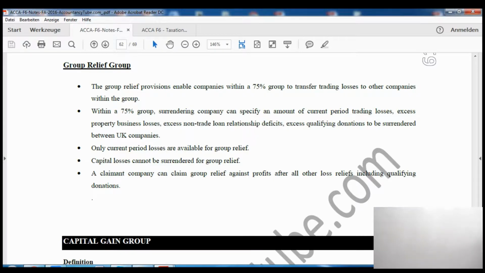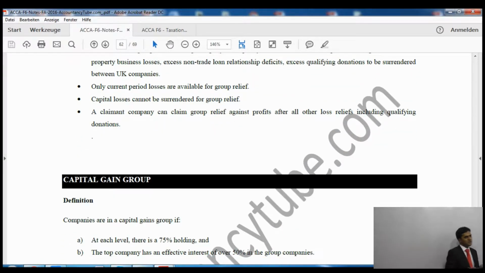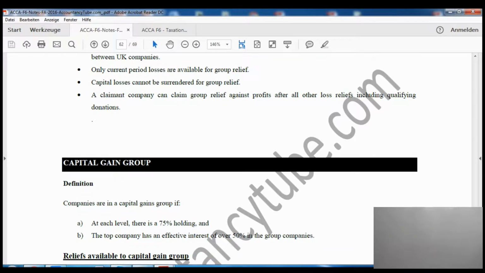Likewise, excess non-trade loan relationship deficit. Now we know what non-trade loan relationship deficit is. When you have taken a loan and you have used it for non-trade purposes, interest paid on that will be deducted out of the interest income. Now it is called a non-trade loan relationship, and we will only set off the excess non-trade loan relationship deficit. Then it says excess qualifying donations can be surrendered between UK companies.